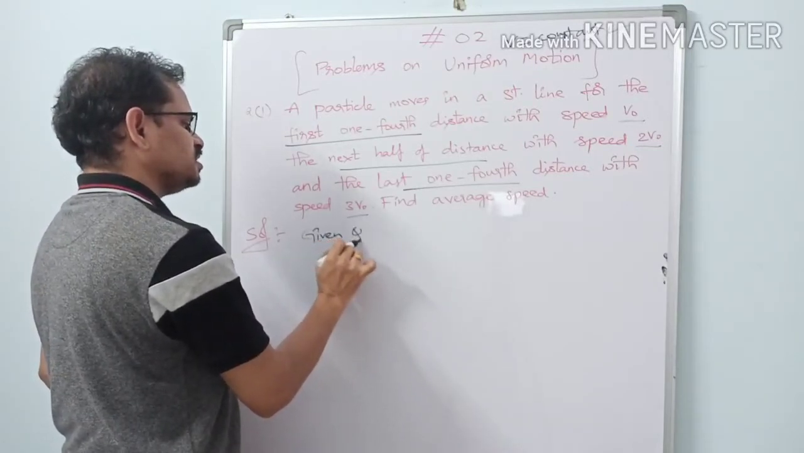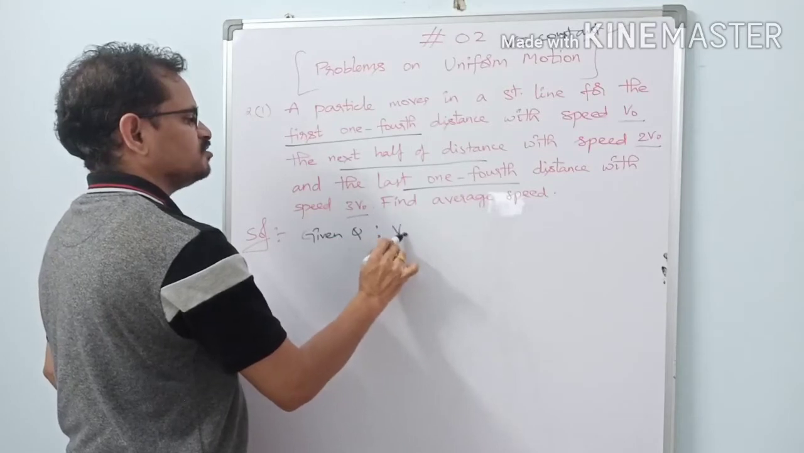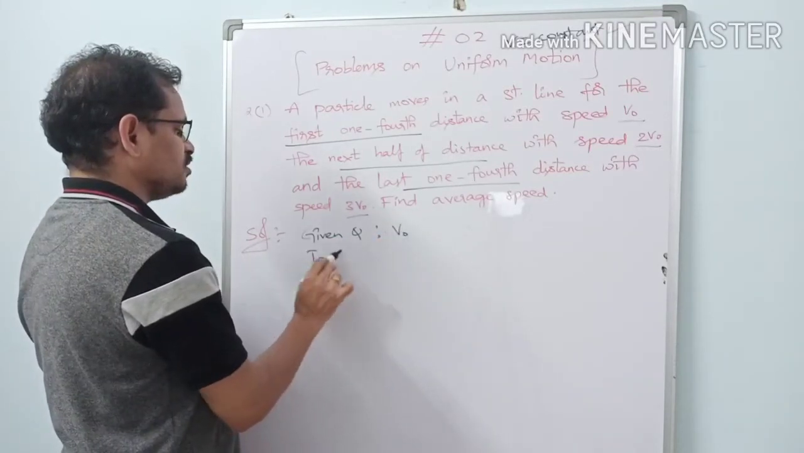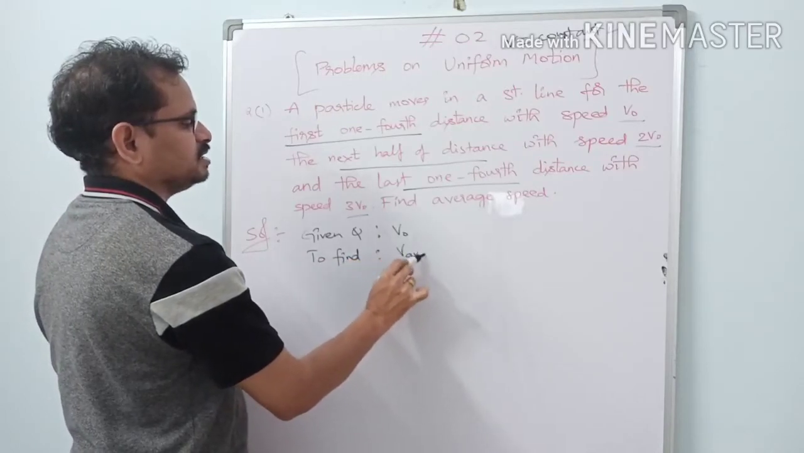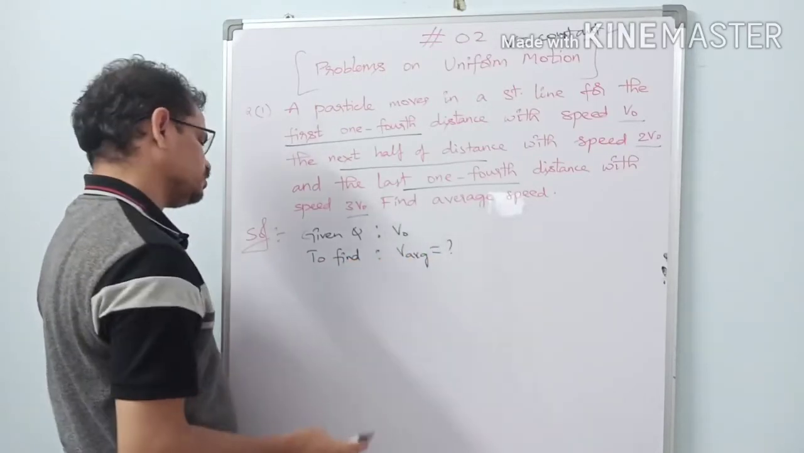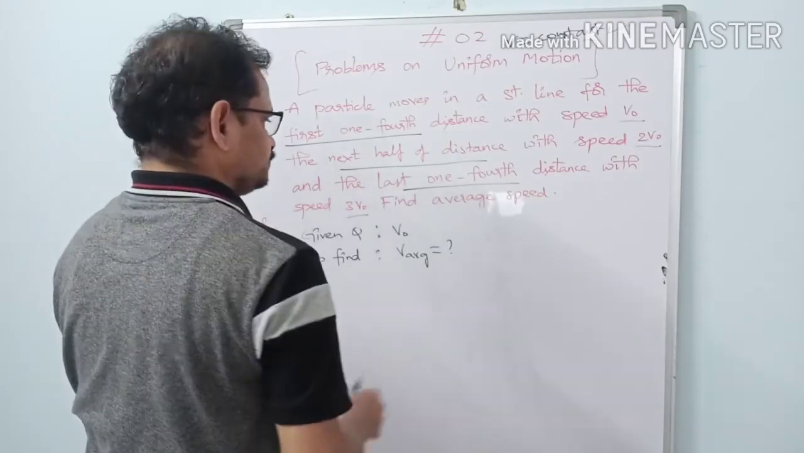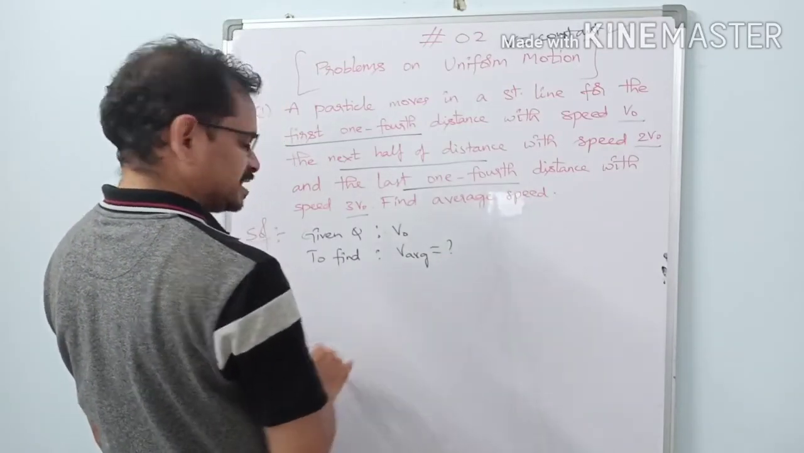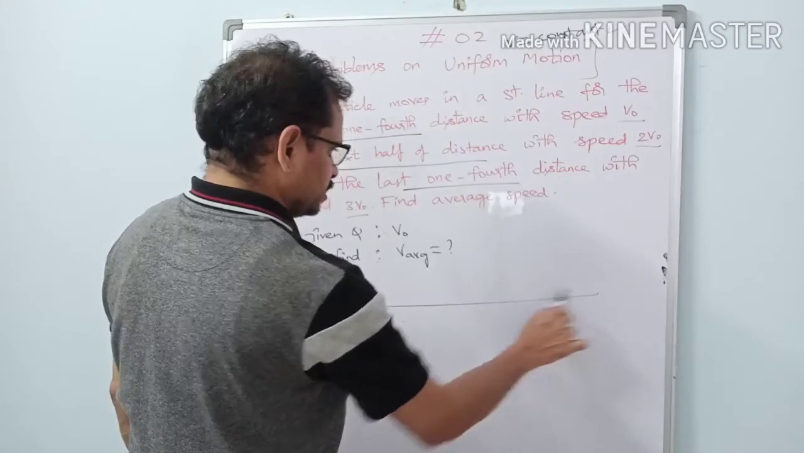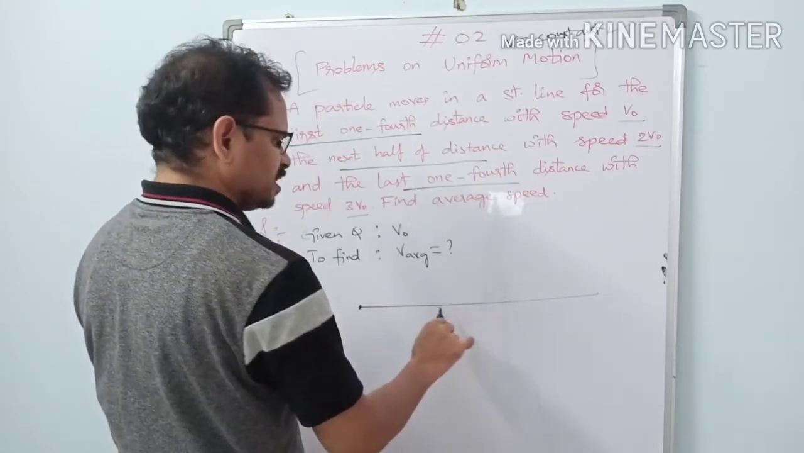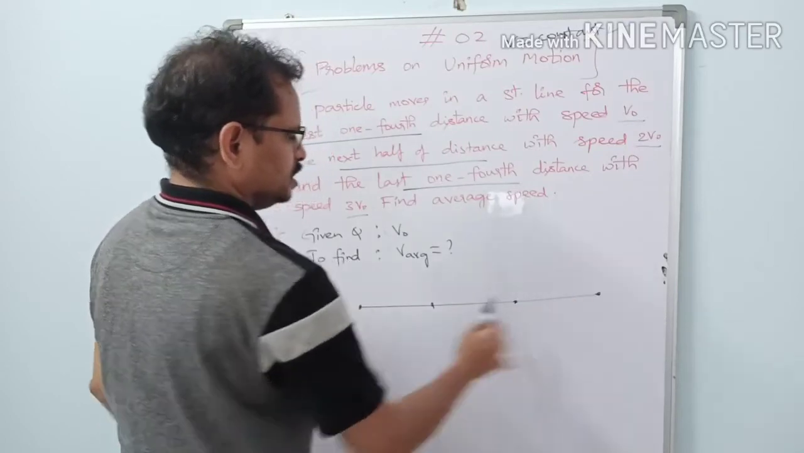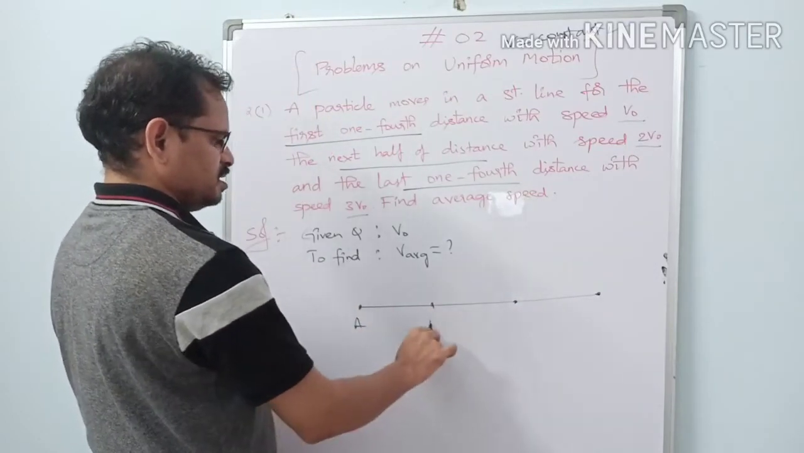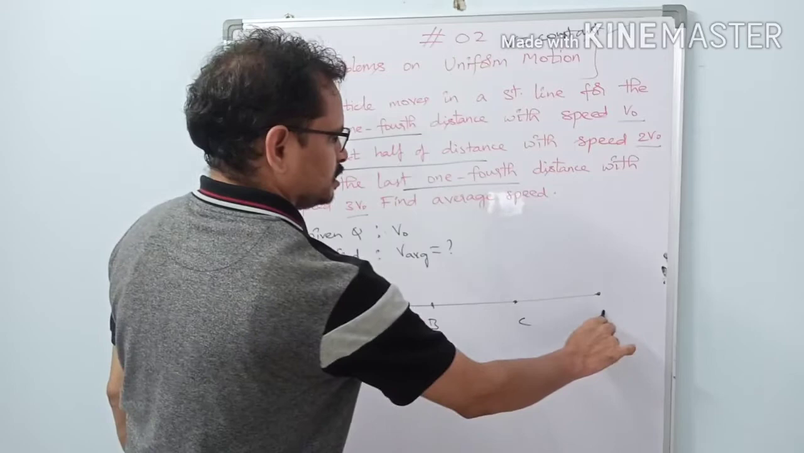What are the given quantities here? The given quantity is v0. Next, what do we have to find? To find v average equal to how much? So what do you know here? Next step is, let us draw the diagram. How many parts of the journey are there? Three parts of the journey are there. So let us make the journey into three parts. This is A, B, this is C, and this is D.